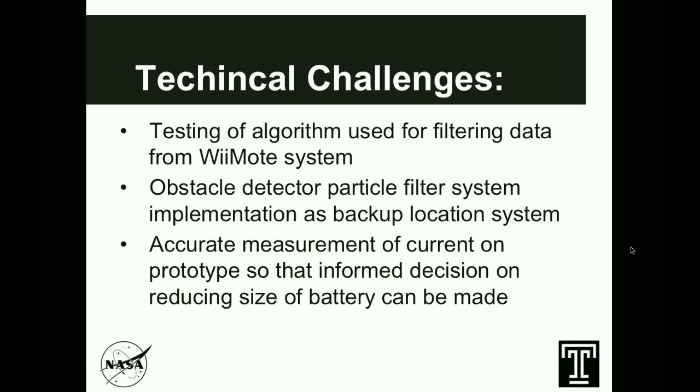So for the technical challenges that we have coming up, one of the largest technical challenges we have is implementing the proper filtration system for our Wiimote location system.